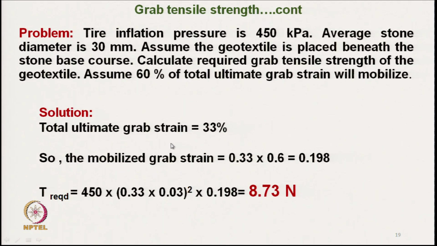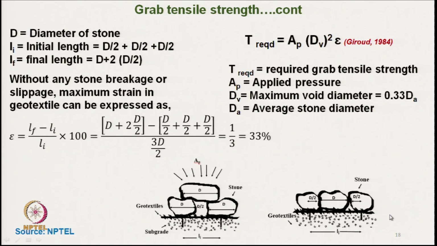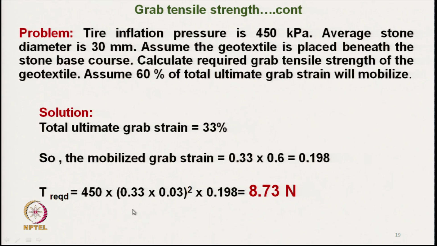So, we know this pressure, and here it is a 30 millimeter diameter. 30 millimeter means 0.03 meter, the unit is in meter. 0.03 meter is the average diameter of the stone, and if we go back to the earlier slide, dV is the maximum void diameter, which is 0.33 into average diameter. So, this dV, 0.33 into average diameter, squared, multiplied by 0.198.